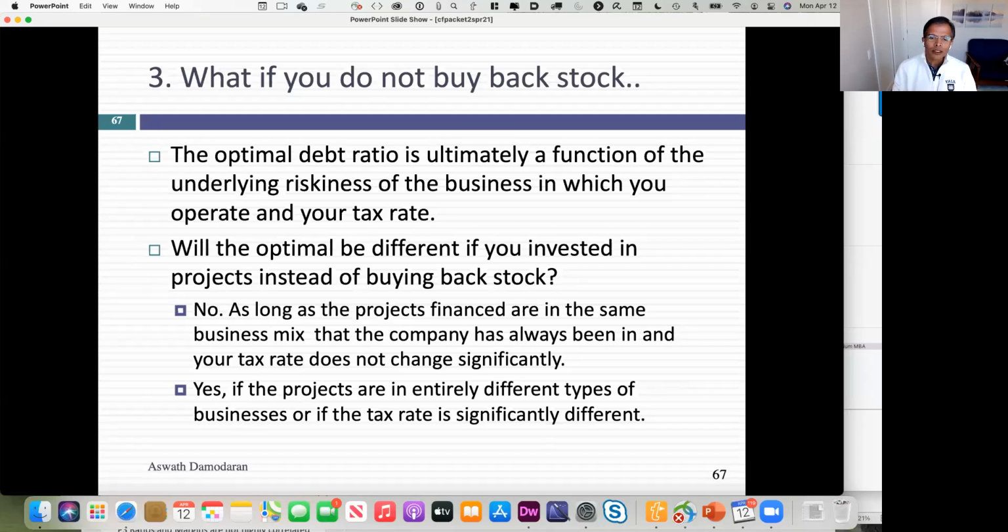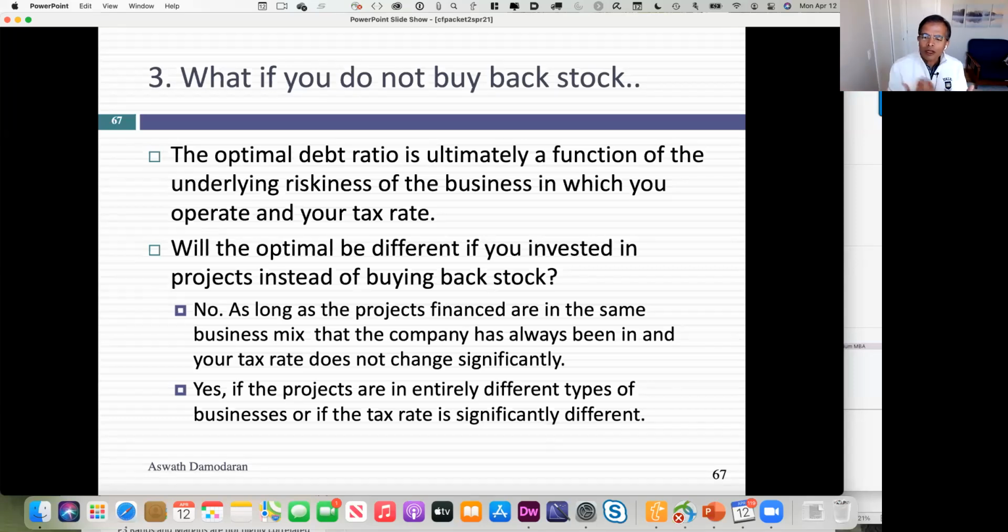And then they ask me a final question, which is, do I need to buy back stock? Especially because it seems silly, right? To borrow money, buy back stock, and then raise capital to build a new theme park or build a new streaming business. So the question I ask is, will our optimal be different if instead of buying back stock, I decide to take projects instead? I'll give you the easy answer first and the more difficult one later. The easy answer is no, your optimal will be your optimal as long as you stay with the same business mix. You know what that means, right?